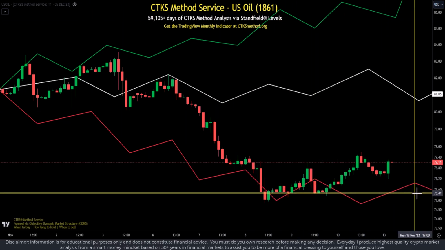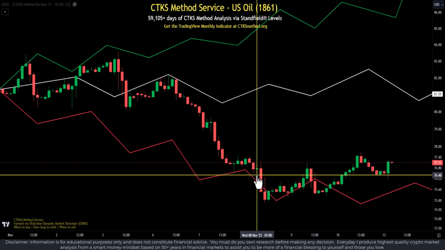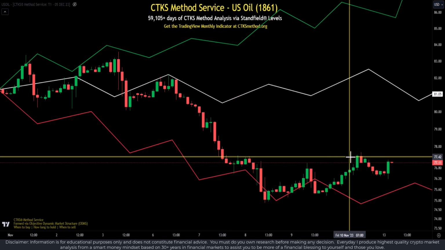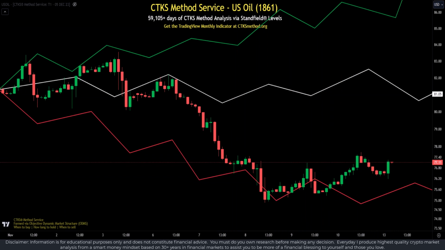But look at this normalization across this area and look at exactly what US oil did. This is the power of CTKS structure. There's no method in the world like this one. It is the world's most powerful smart money buy and sell level detection system. It was developed by a statistician with an actuarial background who's been in financial markets for nearly 40 years.